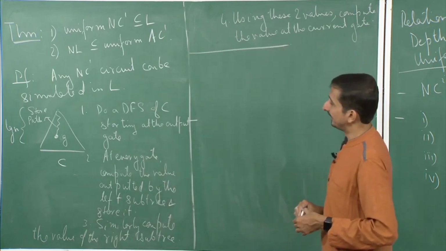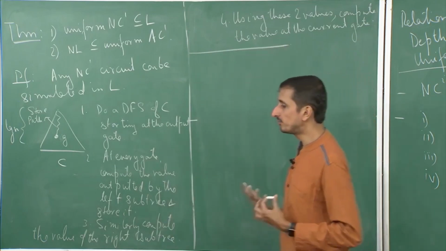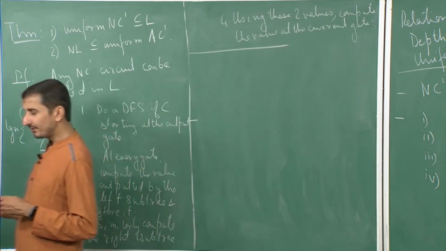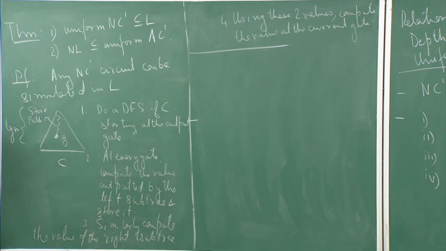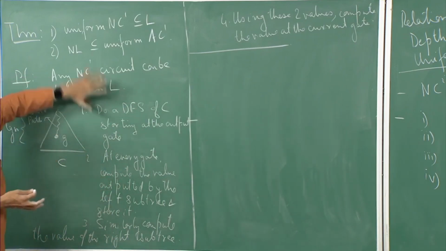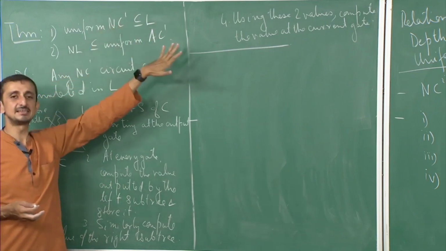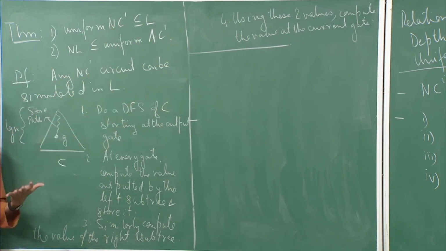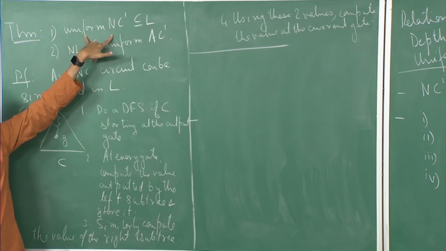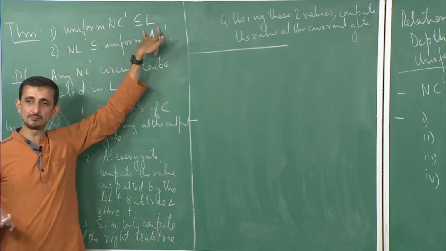So, this is simple. Now, the question is why uniform NC1? Why do we need uniform NC1? That is actually quite clear if you just think for a bit. What do I mean? When I say uniform NC1 is in L, what do I need to show? I have to show that for every language which belongs to this set, there is a log space algorithm for that language.